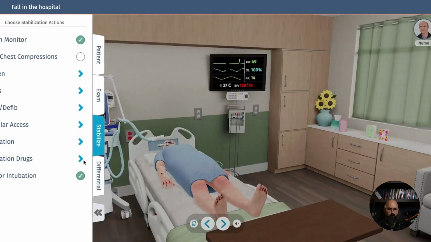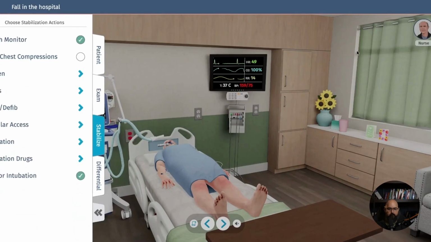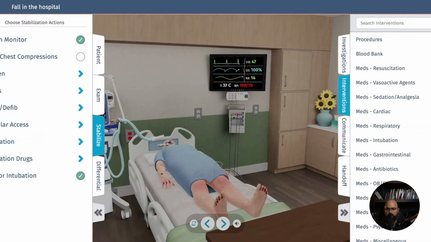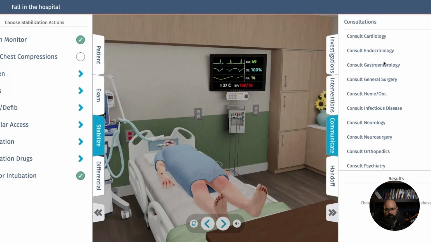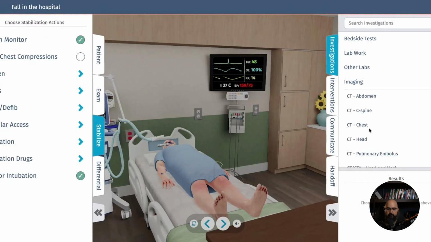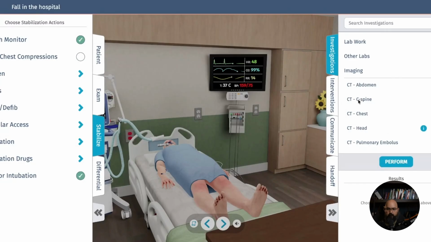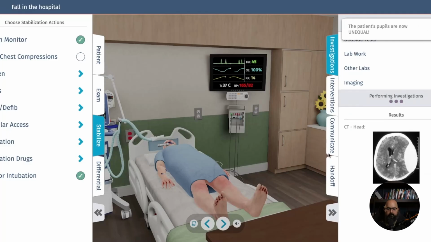Okay, now, intubation drugs. I think those are boluses for the intubation itself, but there's so many things you need to do at one time. So honestly, the first thing we'll do, because this is a trauma and he lost his airway, I'm going to go ahead and send him for a CT scan if I can figure out where that is. Investigations, imaging, CT of the head and C spine as well. So let's start there.